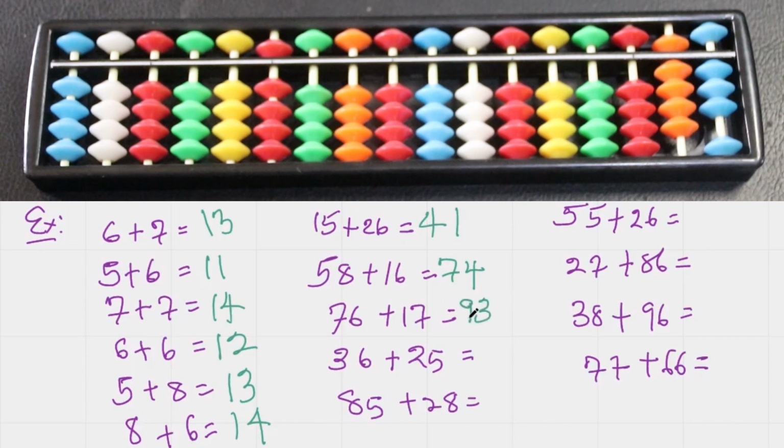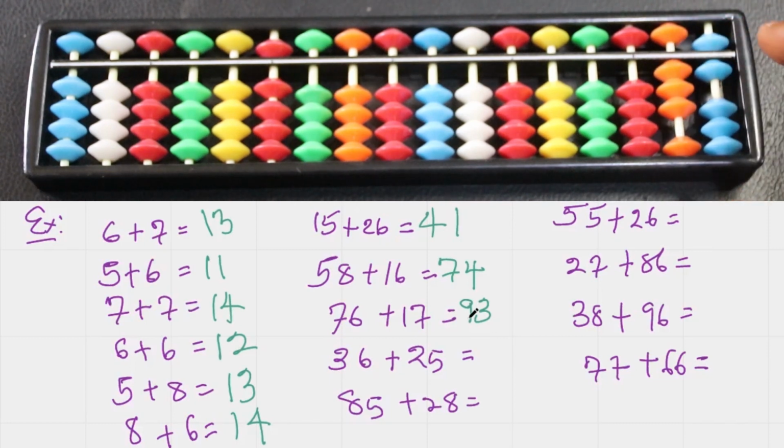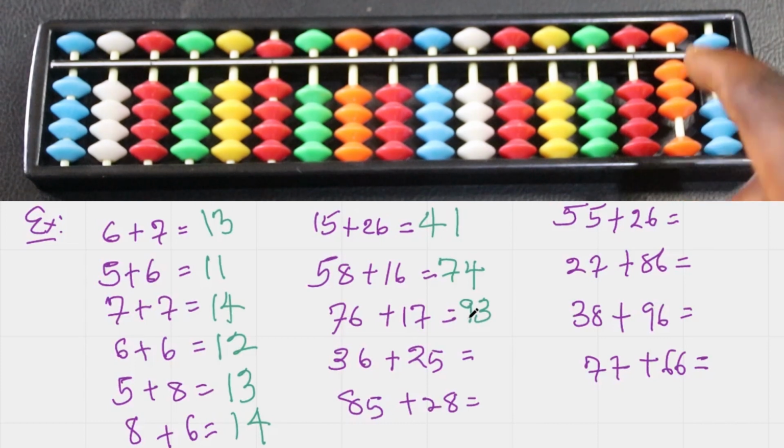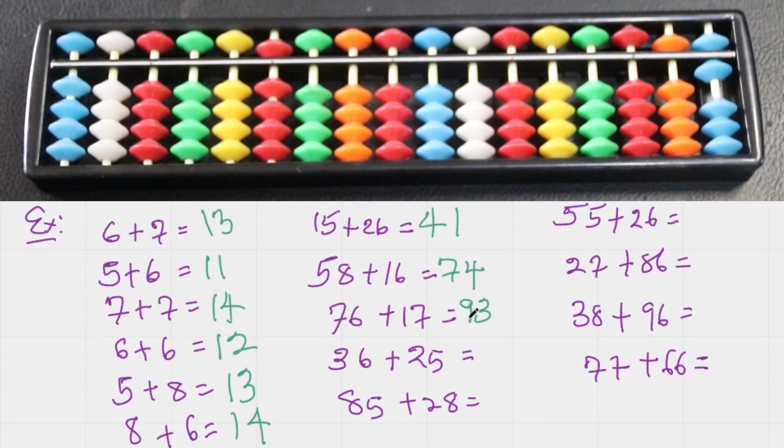36 plus 25. Let's go. 3, 6 plus 2, 5. For me to add 2 here, I need to use the 5 component. What's the 5 component of 2? 3. So it means I will add 5 and remove 3. Now I need to add 5 here to complete this question. To add 5 here, what is the 10 component of 5? It is 5. So I will add 10 and remove 5. So my answer is 61.